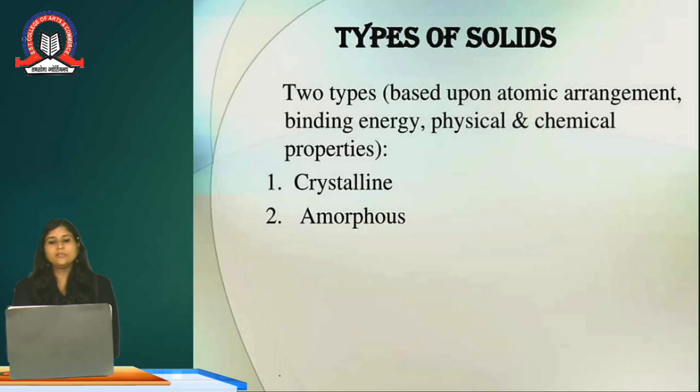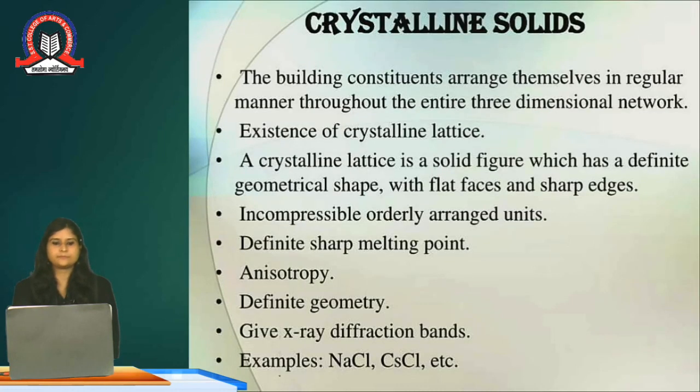On the basis of atomic arrangement, binding energy, and physical and chemical properties, there are two types of solids. One is crystalline and the second one is amorphous. So, let's talk about crystalline solids. Now, what are crystalline solids? As we all know, solids have some crystal structure. These crystal structures make different forms of solids.